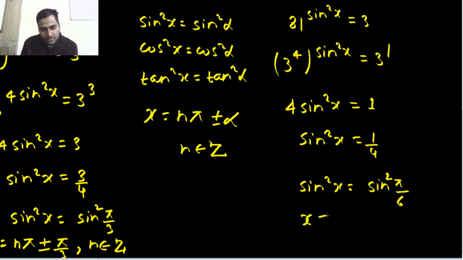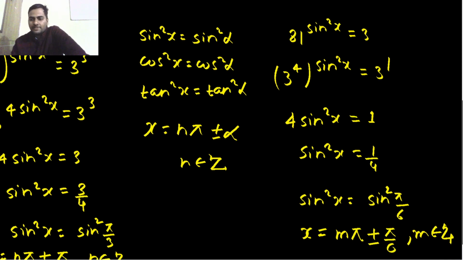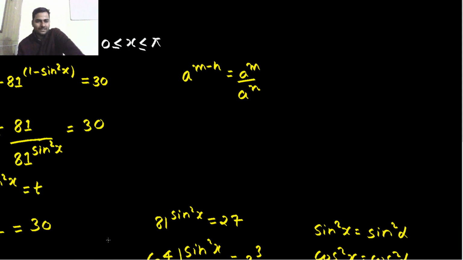Again, sin²x equals sin²alpha. I have already used n, so let's use m: x equals m pi plus minus pi by 6, and m should be from the set of integers. Now, what was the restriction they put on us? Not on us, on the x. x should be between 0 and pi.